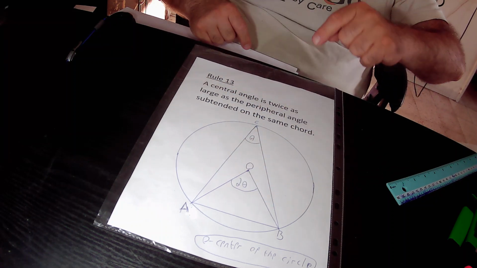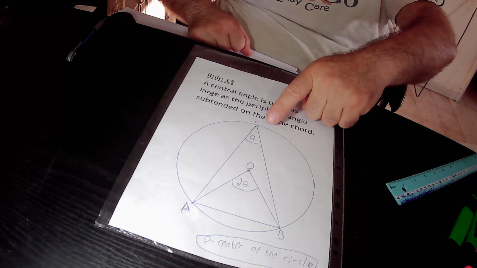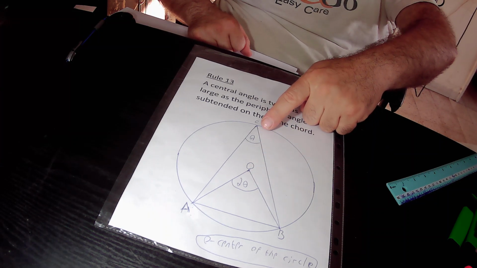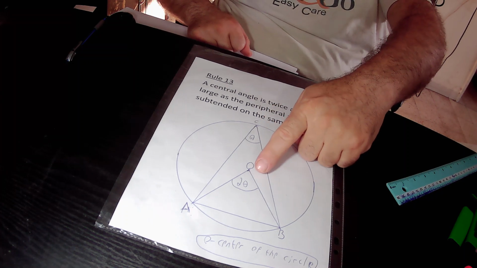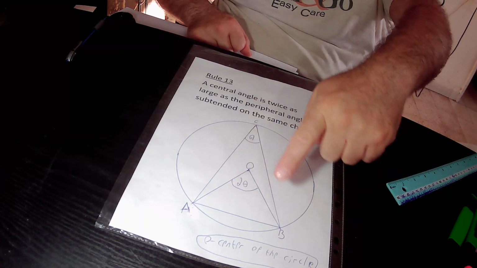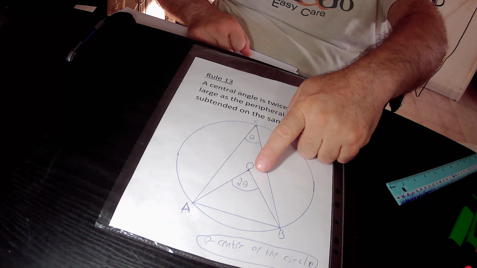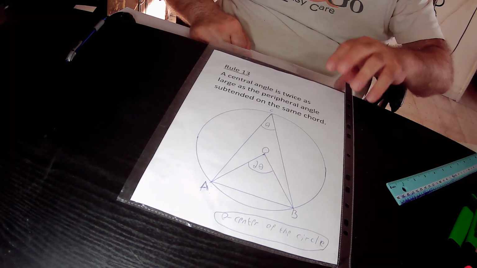So those two angles both subtend on the same chord called AB. And therefore, the size of this center angle AOB will be twice as large as the size of this peripheral angle ACB. The size of this peripheral angle ACB is theta, therefore the size of this center angle AOB, also subtended on the same chord called AB, will be equal to 2 theta. So we can actually implement Rule 13 in our drawing.